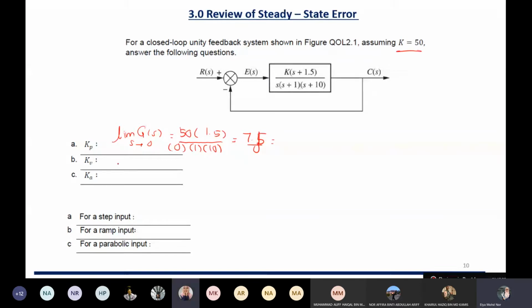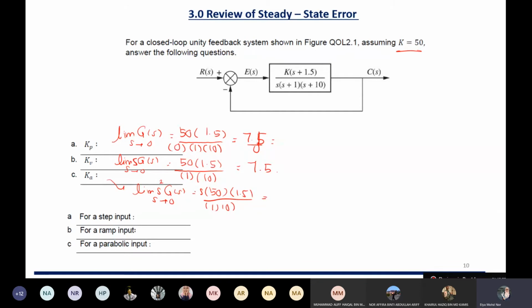Okay, so Kv. What is the formula for Kv? Again, we're going to take the limit of our transfer function as s goes to 0, but now we multiply by s. You see that? So we're going to have K 50 1.5 over s, multiplied by s, so we will just have 1 and 10. So this one you will get 7.5. Right? Okay, so what is Ka? Ka is now we limit our transfer function multiplied by s to the power of 2, as s approaches 0. So we're going to have 50 times 1.5 over 1 and 10, then what will we get? Right, 0.